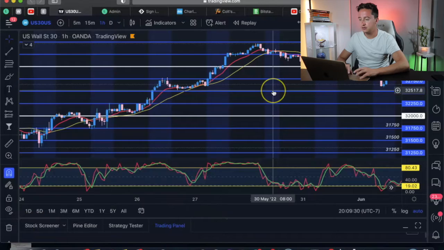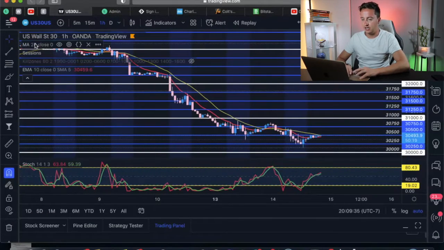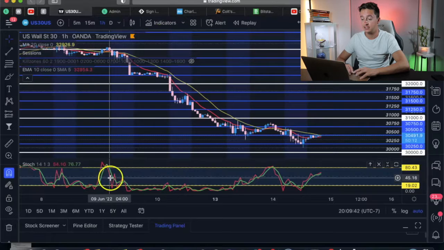Welcome to my computer, guys. We are going to go over my indicators. I'm going to give you guys the indicators and how to actually mark them up. So I have the 20 moving average, the sessions indicator, and the EMAs, and also the stochastics right here.